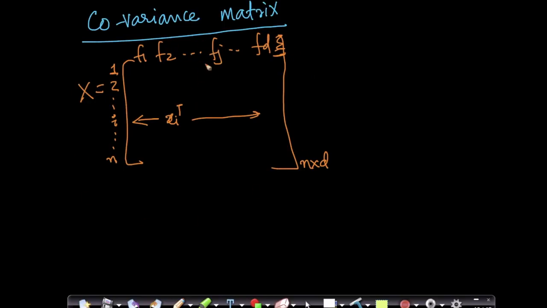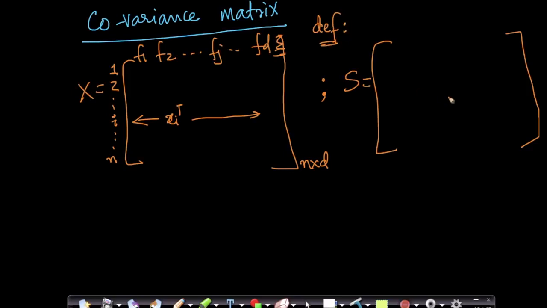For this given data matrix, there is something called a covariance matrix, often written as capital S. Let me define what the covariance matrix is. We'll learn some very interesting properties of it. This covariance matrix is always of size D cross D. So given a data matrix X of size N cross D with D features, this is called the covariance matrix of X.